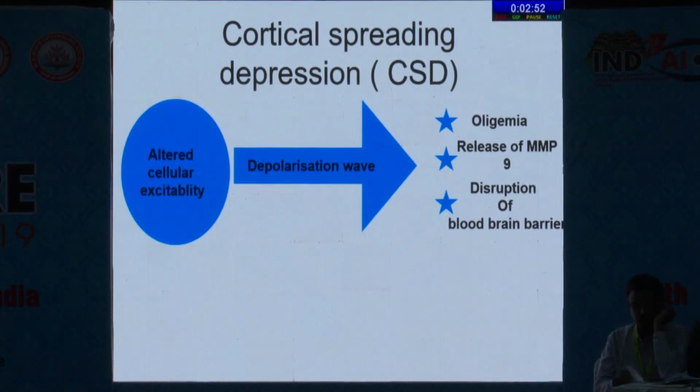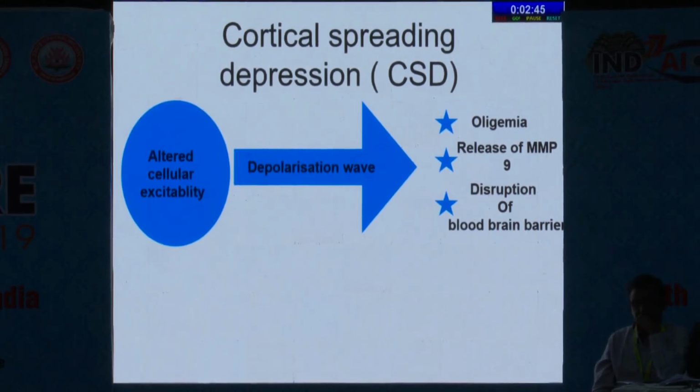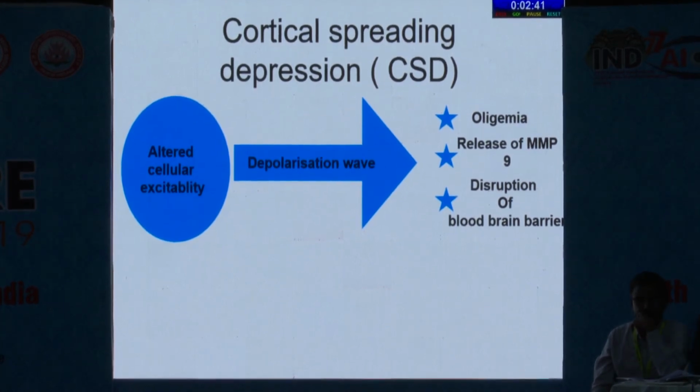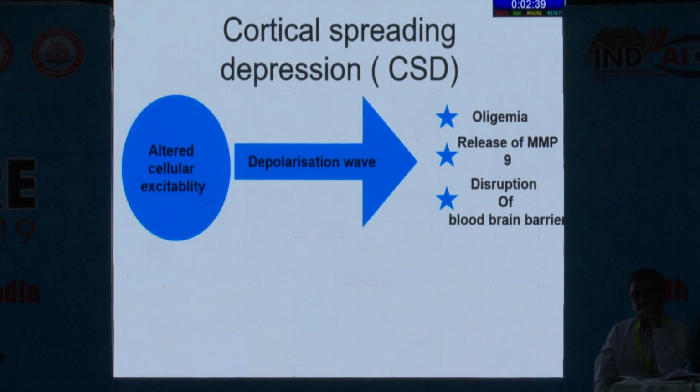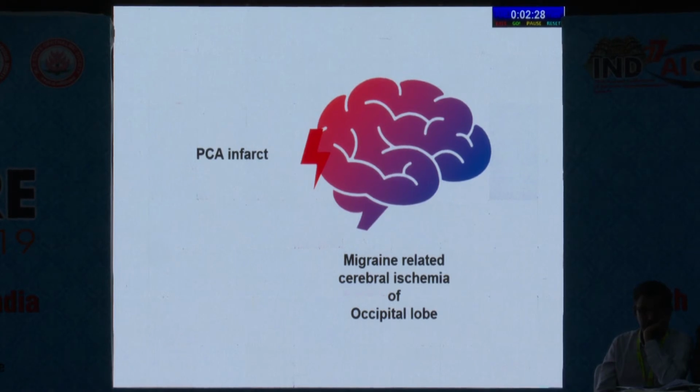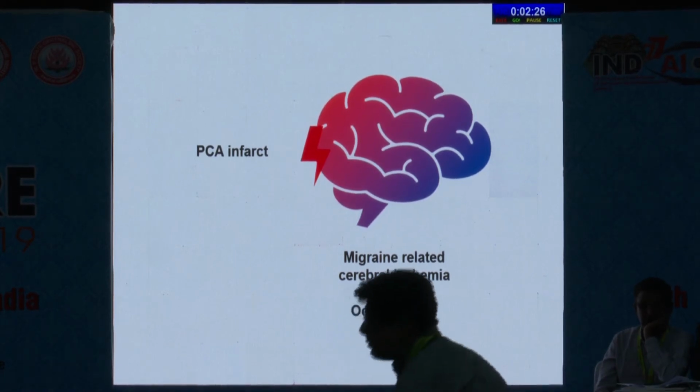And one more theory is the cortical spreading depression theory, in which altered cellular excitability is related to the spreading of depolarization waves along the cerebral areas, which causes a generalized cerebral oligemia, and in experimental models has been proposed to cause release of matrix metalloproteinase 9 and disruption of the blood-brain barrier. Migraine-related cerebral ischemia of the occipital lobe is potentially the cause of visual field defect in our patient, and the most common vessel affected is the posterior cerebral artery.